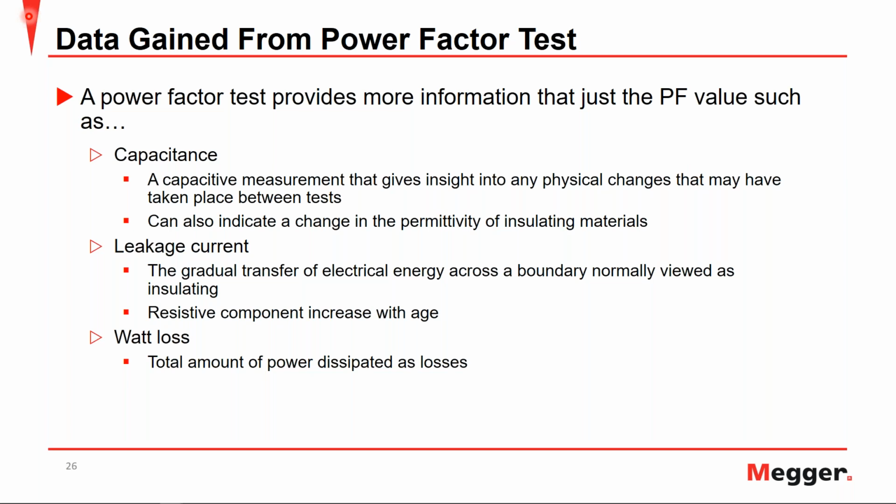Also, power factor measurements can give you information on the leakage current, which is the gradual transfer of electrical energy across the boundary, normally viewed as insulating. The resistive component of this leakage current is going to increase with age. And again, we'll take a look at that on the next slide. Finally, the third piece of information that is provided, aside from the power factor value itself, is the total watt loss, which is the total amount of power dissipated as losses.